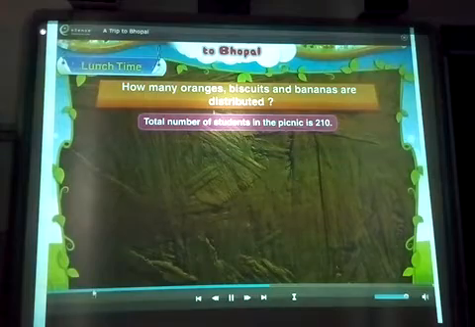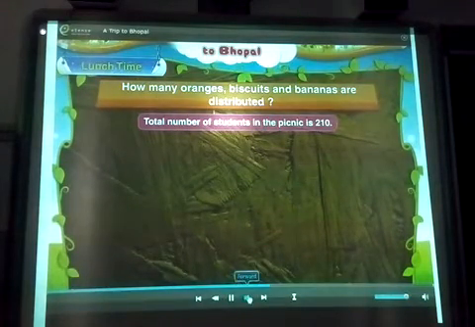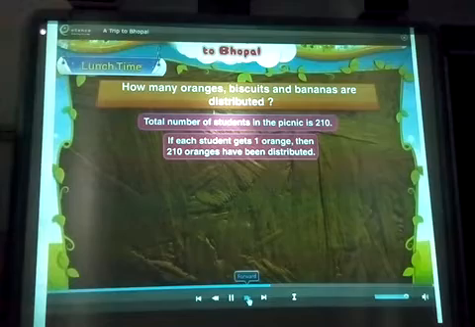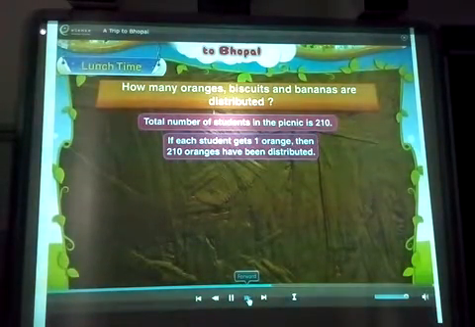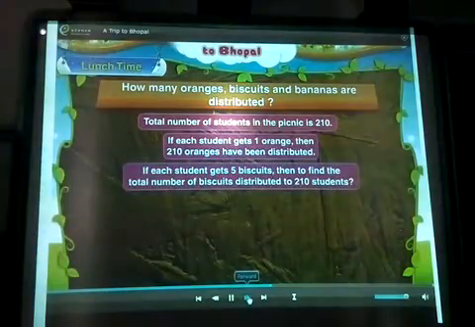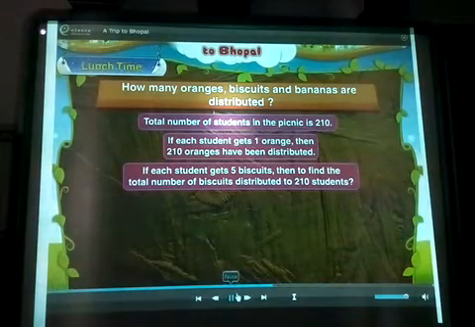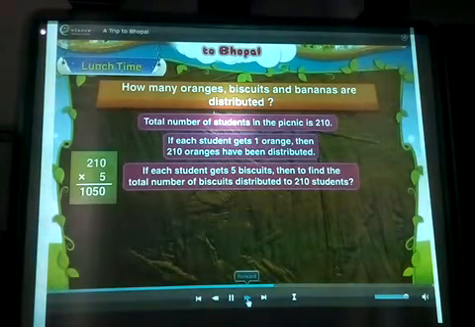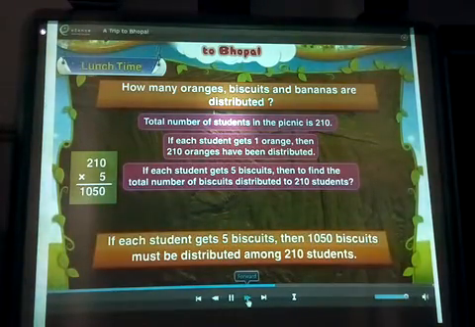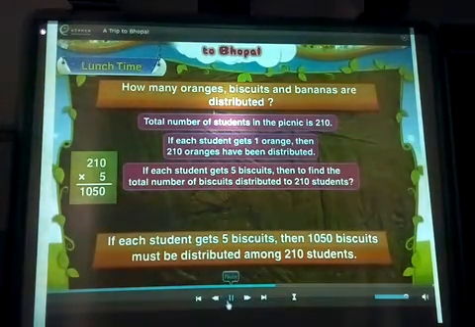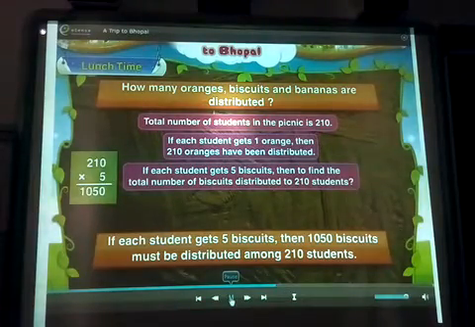Total number of students in the picnic is 210. If each student gets 1 orange, then 210 oranges have been distributed. If each student eats 5 biscuits, then to find the total number of biscuits distributed to 210 students, 210 multiplied by 5, we get 1050. So 1050 biscuits must be distributed among 210 students.